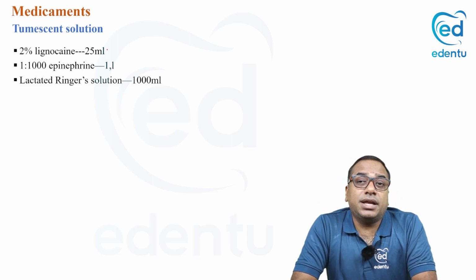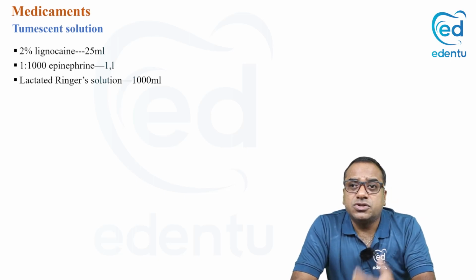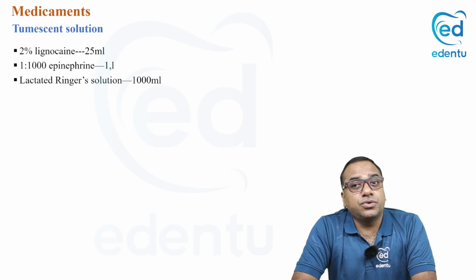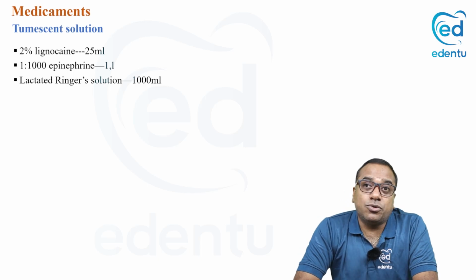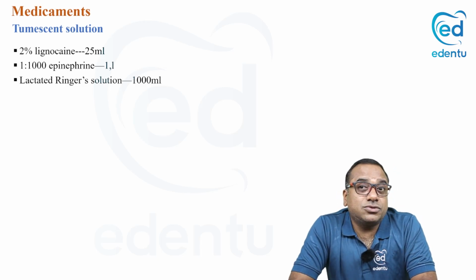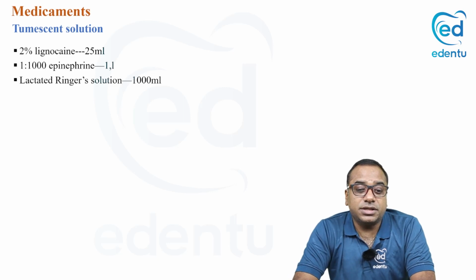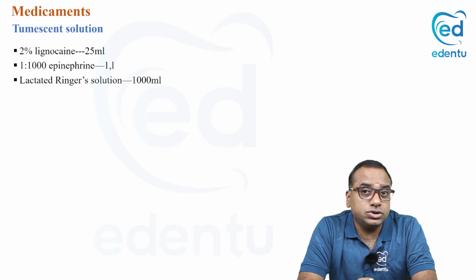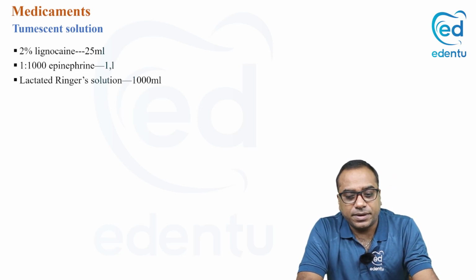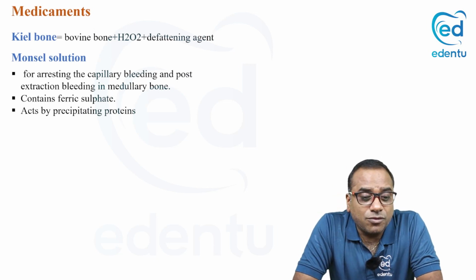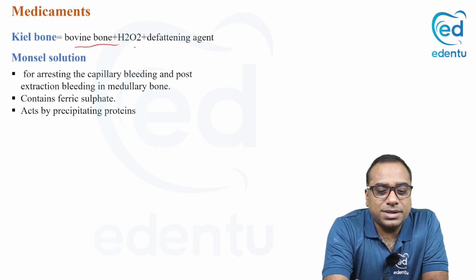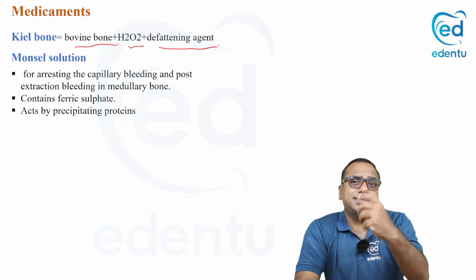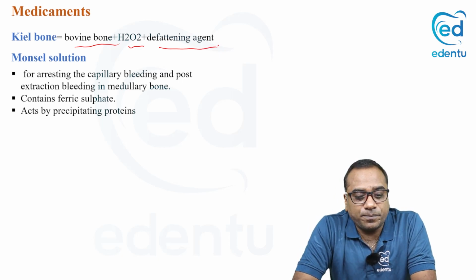This is basically given in facelift surgeries, and when liposuction surgeries are done; those kinds of surgeries you use this for. So it is 2% lignocaine, 25 ml, 1:1000 epinephrine in 1 liter, and ringer lactate solution, that is 1000 ml, is used here. So very important, tumescent solution. Next is Kiel bone. What is Kiel bone? It is a bovine bone plus hydrogen peroxide plus a defatting agent. These three are mixed and they come as Kiel bone.